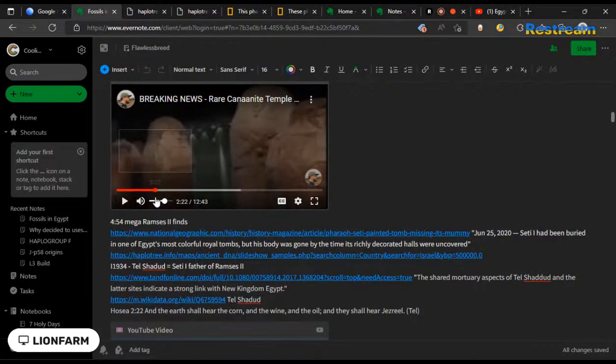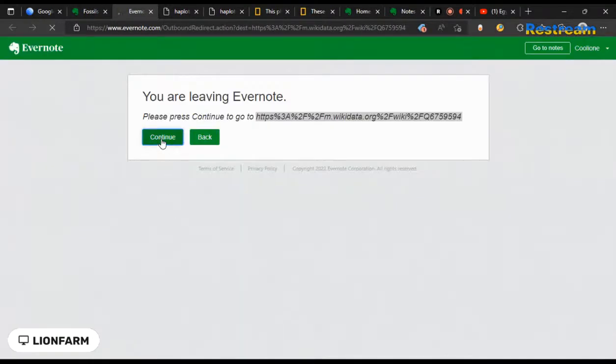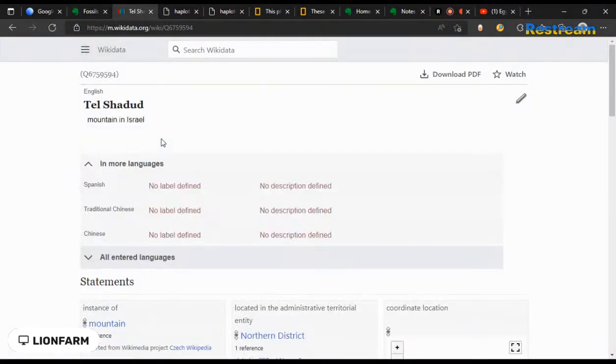So the shared mortuary aspects of Tel Shadud and the latter sites indicate a strong link with New Kingdom Egypt. So that's going to be very important. We're going to see a tie between this area. Now, what's important? I have to make sure I point this out again.